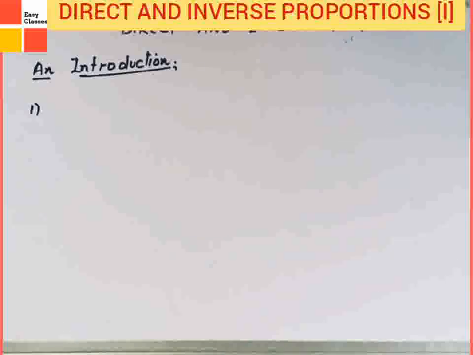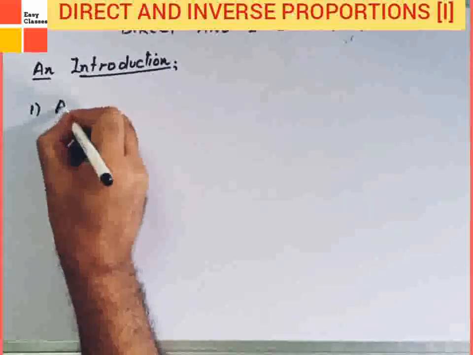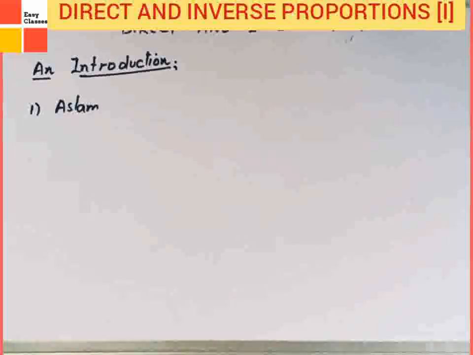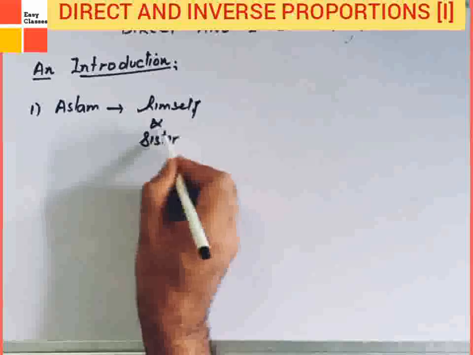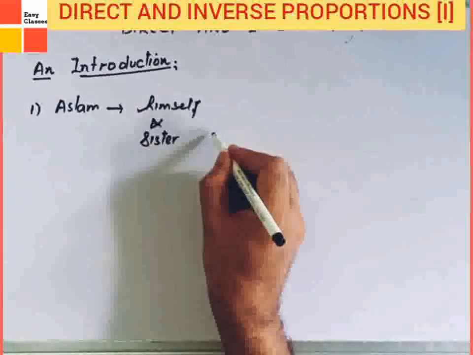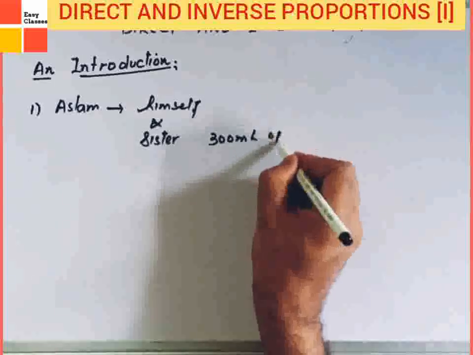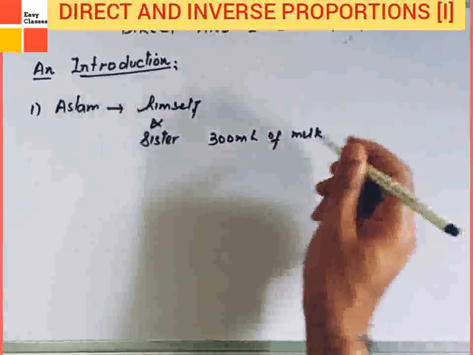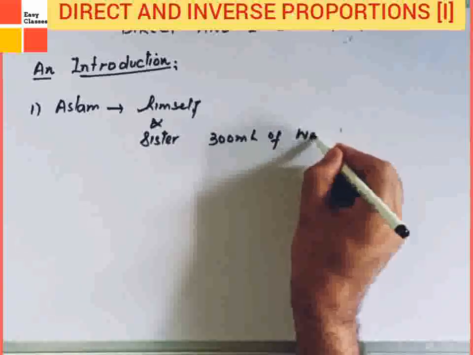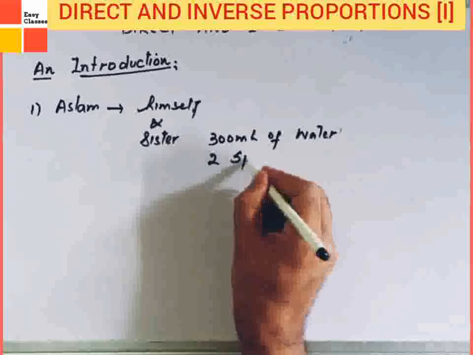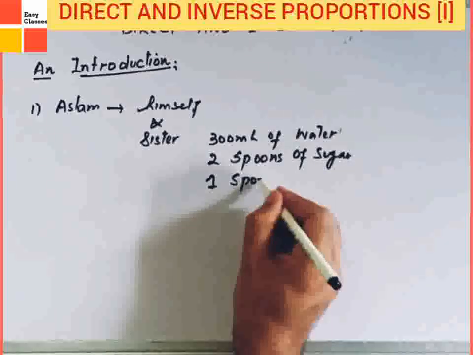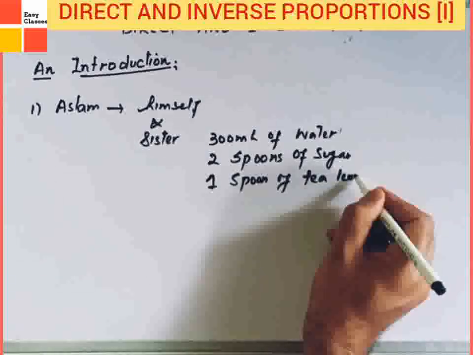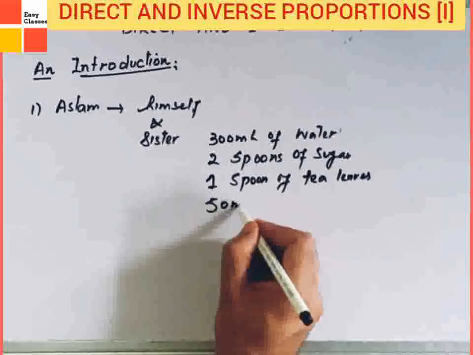Say for example, the first situation. Your friend Aslam prepares tea for himself and his sister. Say for example, he uses 300 ml of water, 2 spoons of sugar, 1 spoon of tea leaves, and 50 ml of milk.